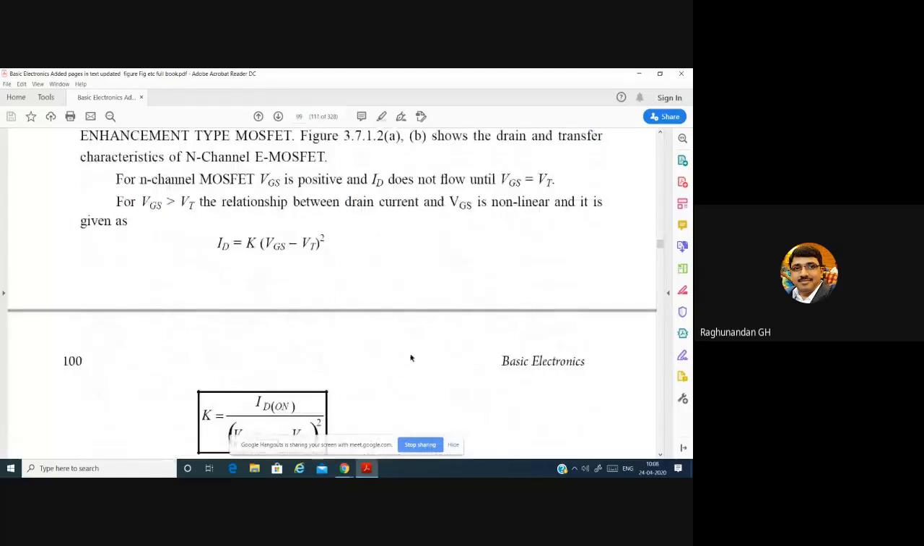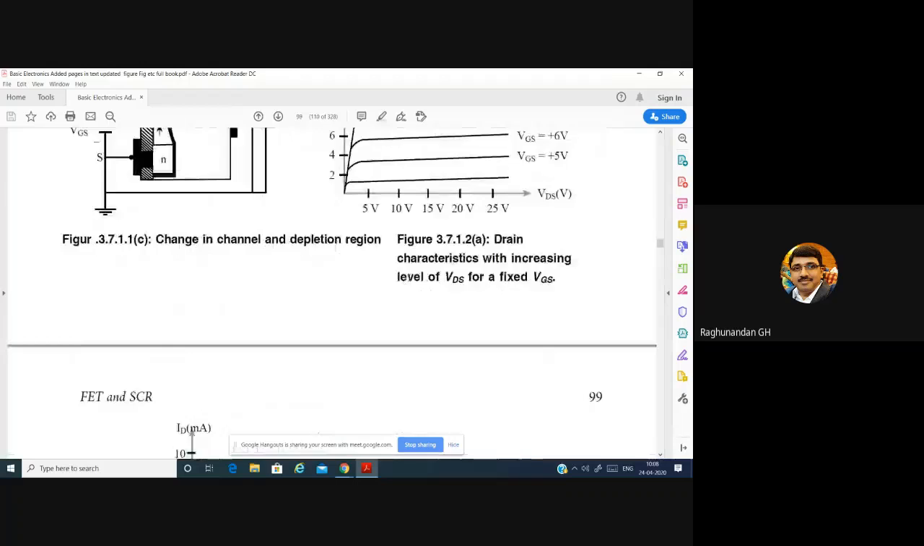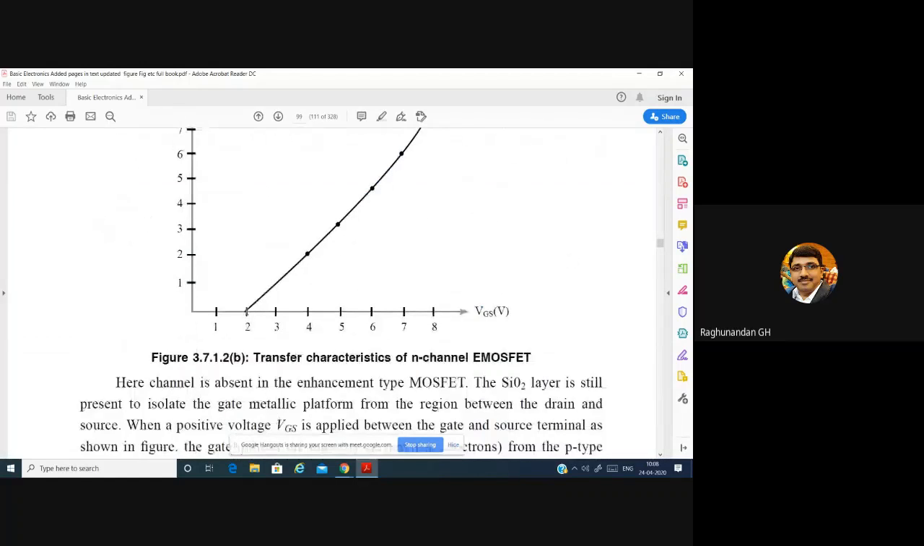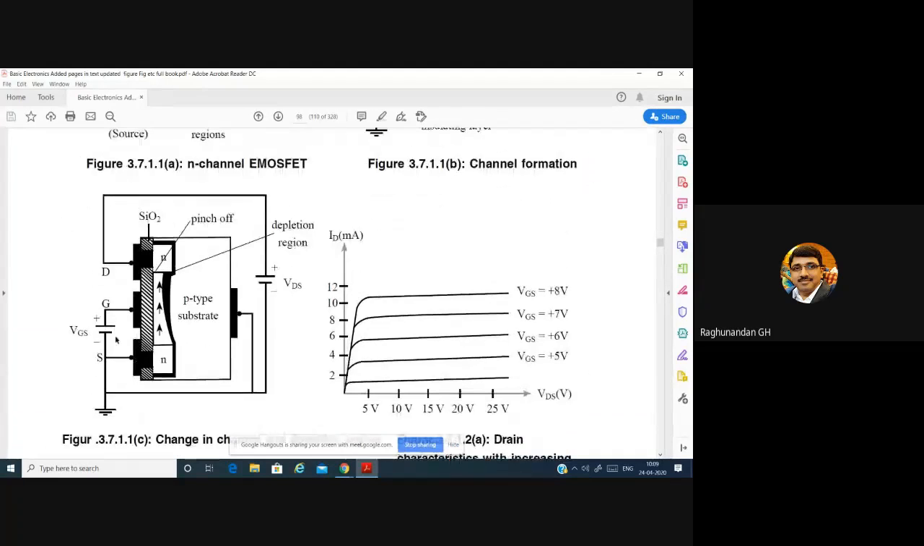And this is one formula which you have to remember. For N-channel MOSFET, VGS is positive and ID does not flow until VGS is equal to VT, where VT is the threshold voltage. See here, the current starts flowing from 2 volt. That indicates at least a minimum gate to source voltage of 2 volt should be applied.